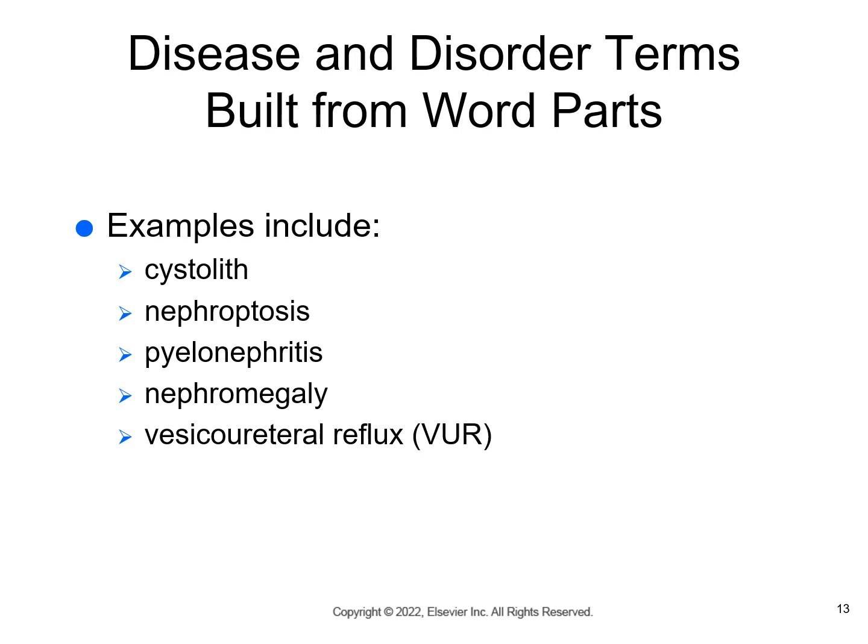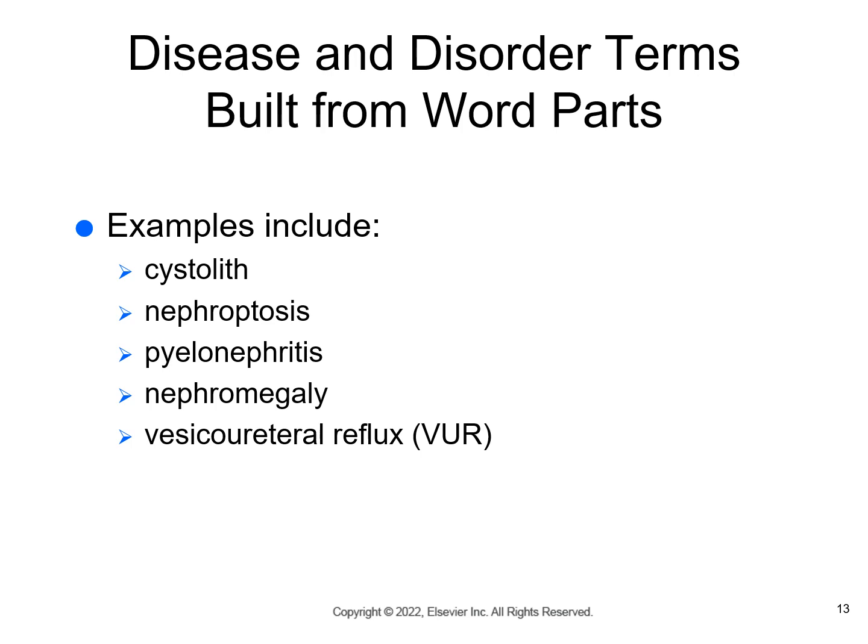Looking at some disease and disorder terms that are constructed from word parts, we have cystolith. Lith means stone, and cysto means bladder, so this means a stone in the bladder. Nephroptosis is drooping of the kidney, and ptosis tells us it's drooping. Nephro tells us it's kidney.